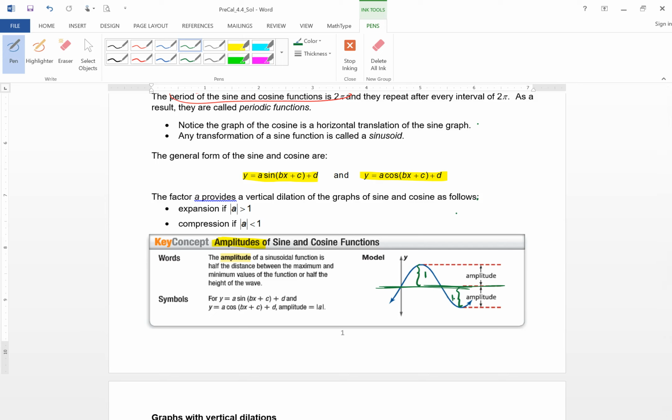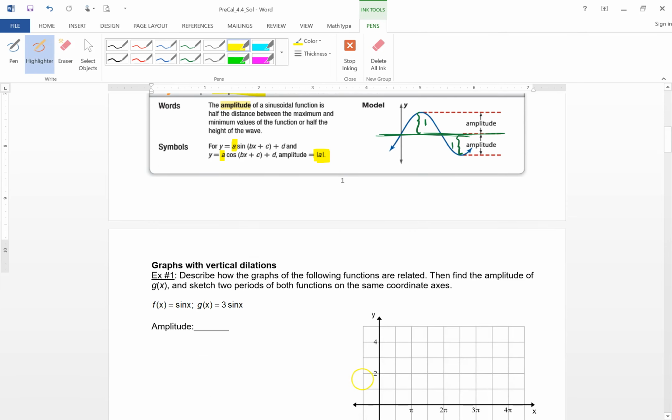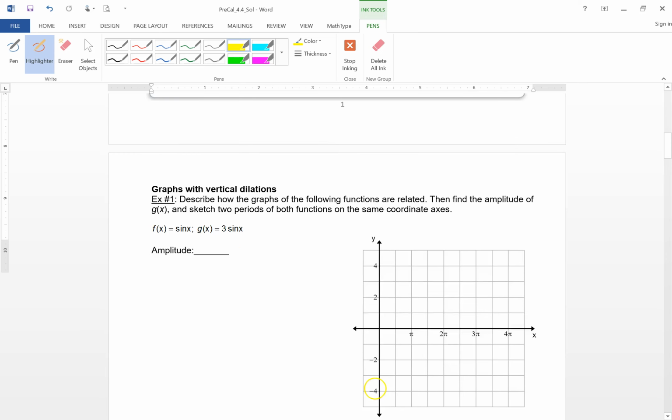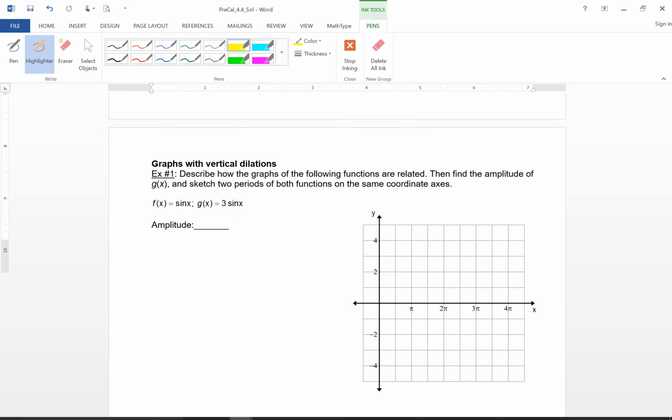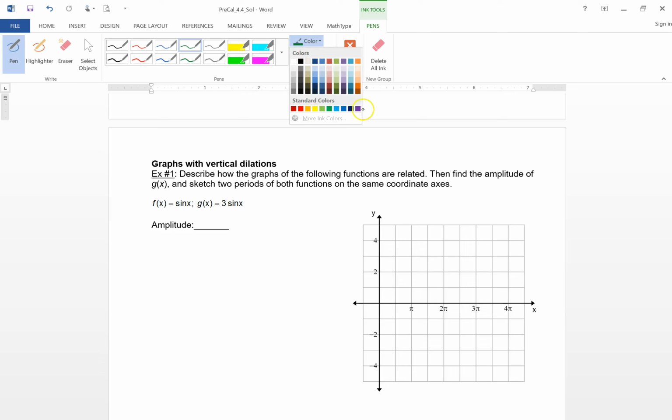In the equation, what tells you the amplitude? It's this number A. Okay, the absolute value of A tells you the amplitude. Okay? Now, we're going to graph one. All right, so here it says, describe how the graphs of the following functions are related. Then find the amplitude of g of x, sketch 2 periods of both functions on the same coordinate axes.